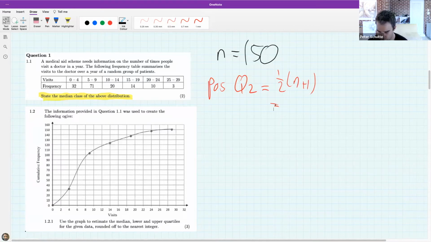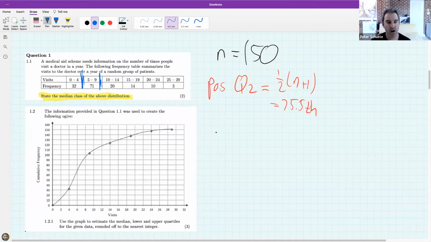So a half times 151, it's position 75.5. Now, where would that be? Which interval would it fall into? Well, it wouldn't be in the first interval. And if I add the next one, I get up to over 100. So the median must fall somewhere in here.